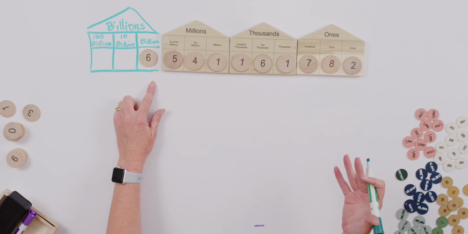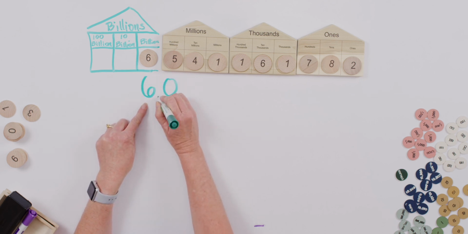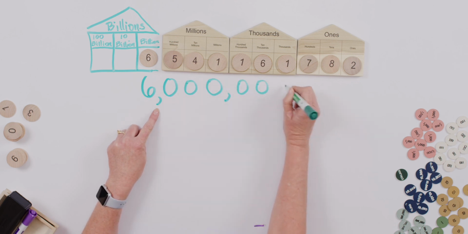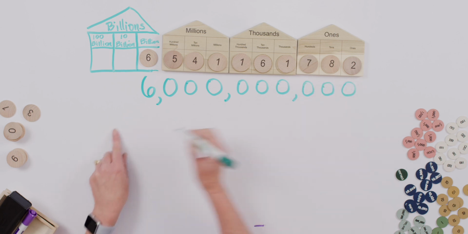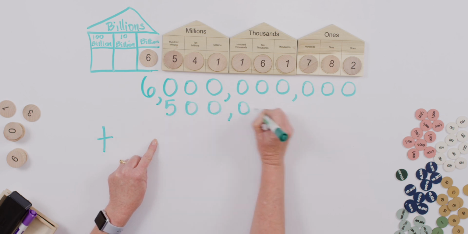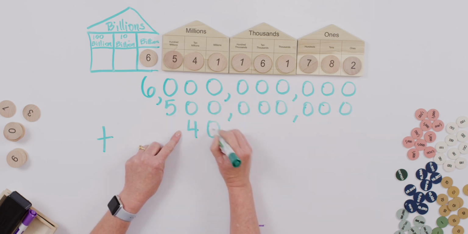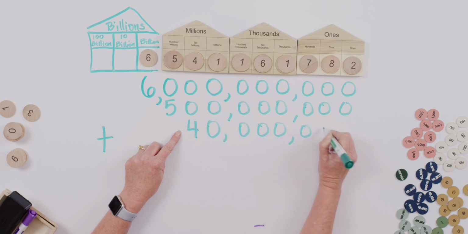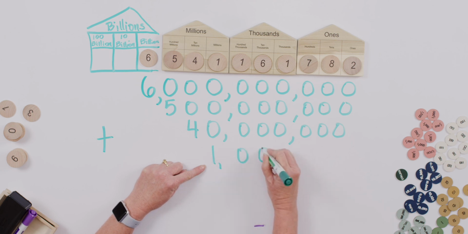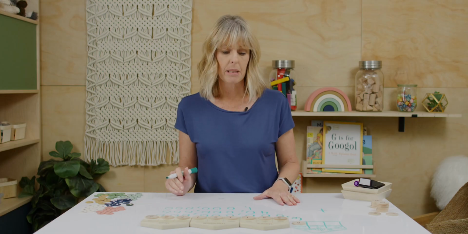So to write this in expanded form, I would again write 6 billion as 6. I'd put a comma. Remember, my comma goes between each period here. 6 billion. And I'll put my big addition sign over here. I'd add 500 million, right? And then 40 million. I think you get the idea of this expanded form. Let's just do one more. Plus 1 million, okay? And then I would keep going, adding each one, and that would be my expanded form.